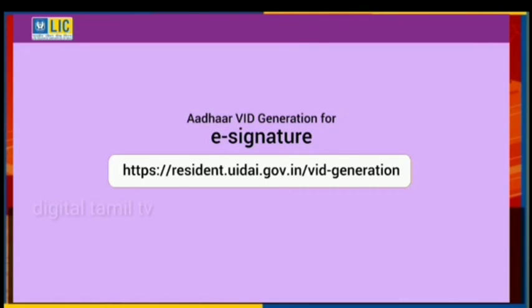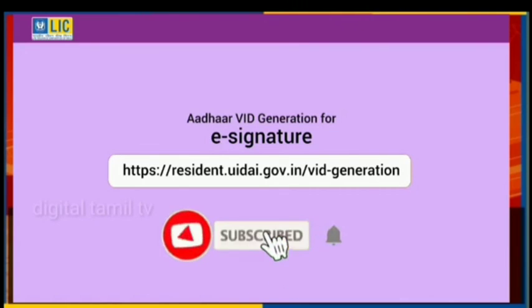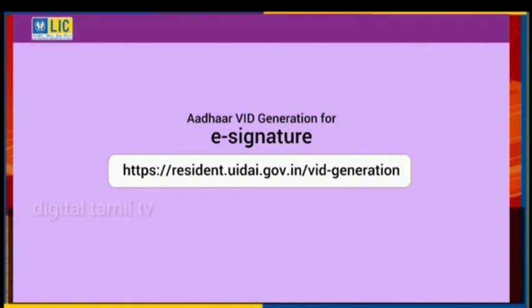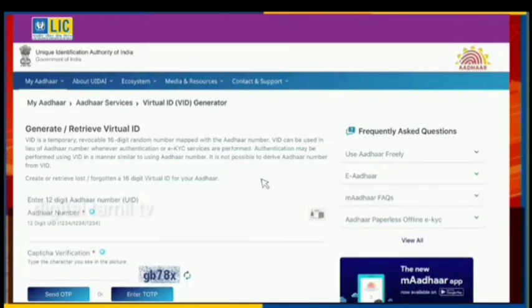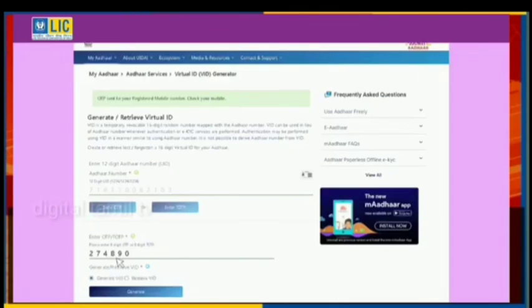We will also understand how to generate the virtual ID of Aadhaar required to e-sign the document through Aadhaar. To start, click on the URL and access the UIDAI website to download VID for e-signature. The link will redirect you to the UIDAI site. Enter the 12-digit Aadhaar number and CAPTCHA to receive the OTP. Enter the OTP and click on Generate VID.